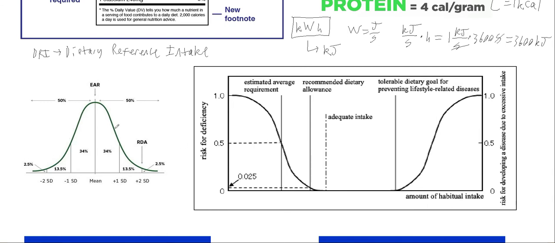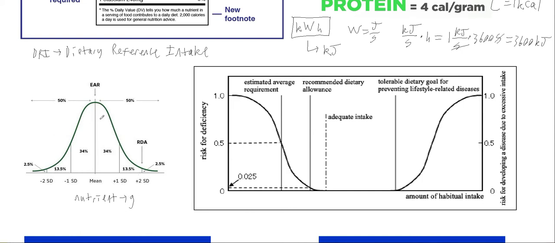So we have on here a bell-shaped curve. This is a Gaussian distribution of the amount of some nutrient that is needed by the population. And so the idea is we have here the EAR, which is the estimated average requirement. And so the average here is at 50%, where if the population is getting a certain amount of nutrient, just maybe in grams, actually grams is usually small g, so in grams.